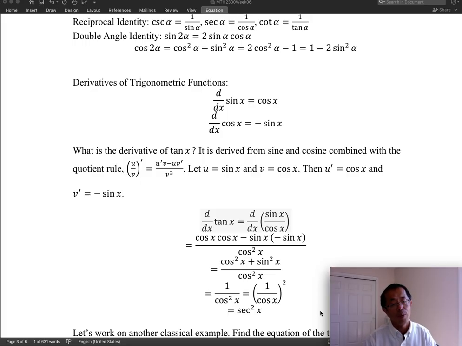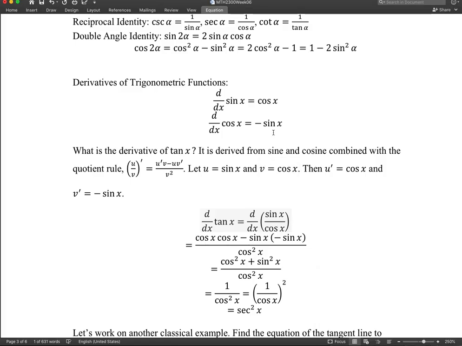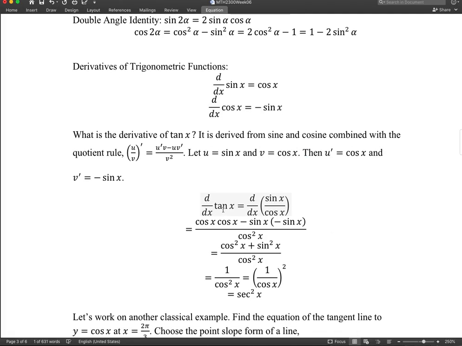So far, I suppose you remember there are three formulas, right? The derivative of sine turned out to be cosine. The derivative of cosine turned out to be negative sine. And also, we have the derivative of tangent, which is secant squared.